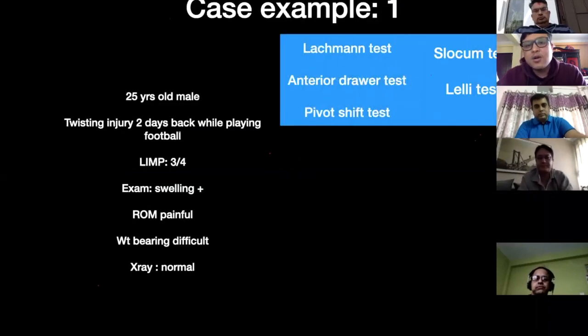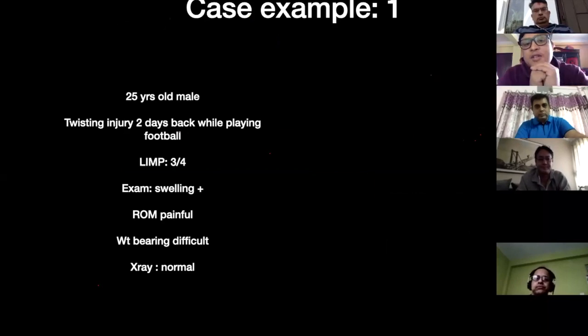So let's go on to a case. I would like to ask Sudeep sir to take this case. Sudeep sir. Okay, yes. Let me change the orientation. Okay, can you see me? Yes, okay.